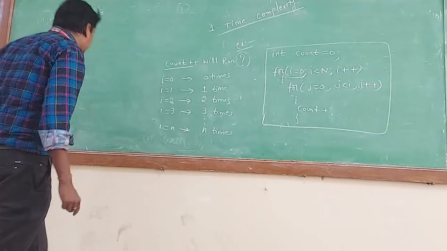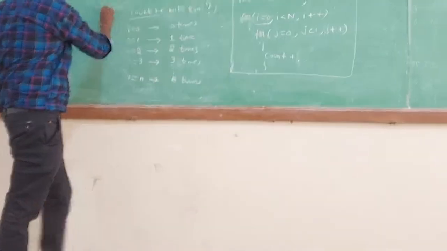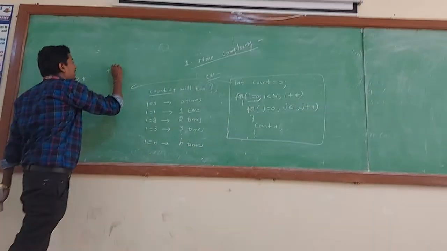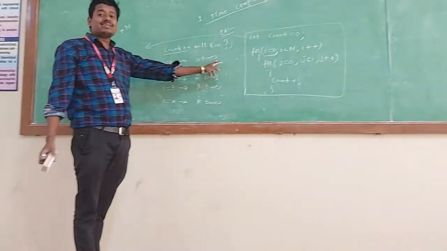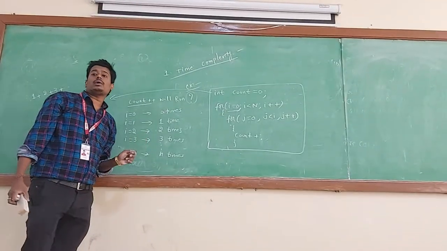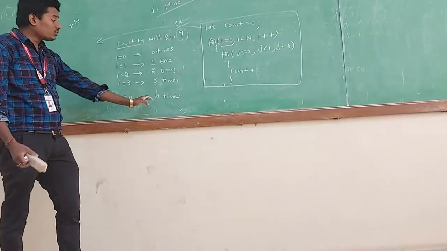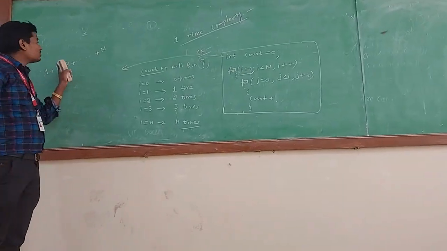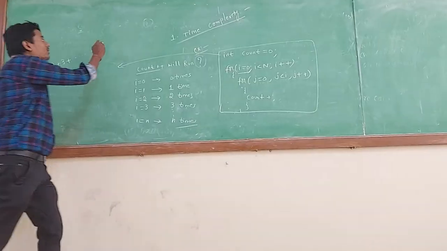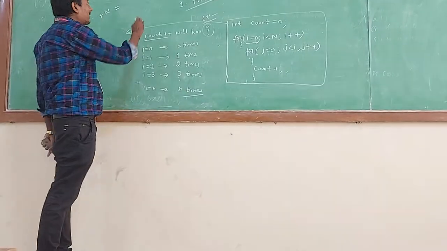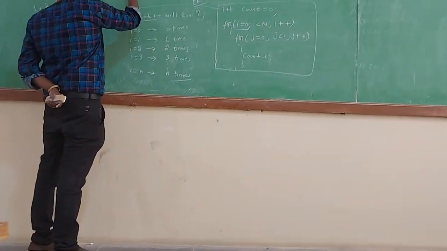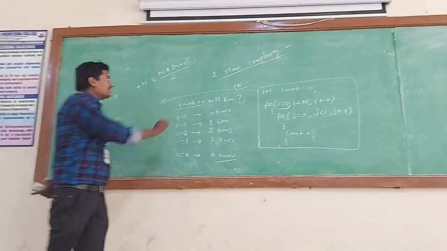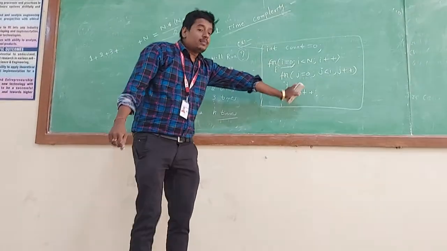Now from this, we can conclude that the total is 1 plus 2 plus 3 and so on plus n, because when i is 0 it runs 0 times, when i is 1 it is executed 1 time, then 2 times, 3 times, and so on up to n times. So 1 plus 2 plus 3 and so on plus n is equal to the total number of times it is executed, which is n into n minus 1 by 2. This is the number of times the algorithm executes.